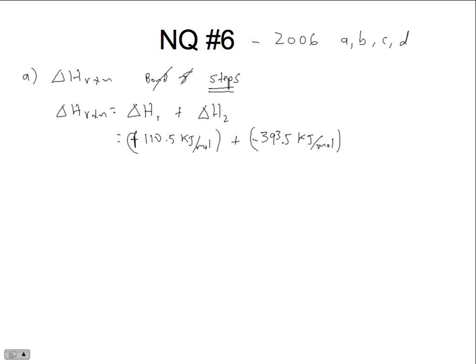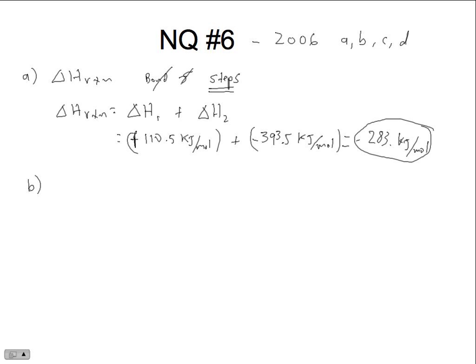So simply, we add both of these up, and it's going to be a positive 110.5 plus a negative 393.5. So we can say 393.5 minus 110.5 equals, so we got a negative 283 kilojoules per mole. All right, that is our answer for delta H. Let's move on to B.